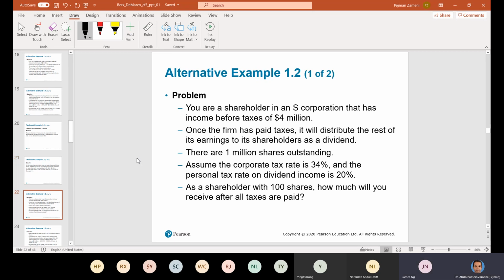Question. You are a shareholder in an S corporation that has income before taxes of $4 million. Once the firm has paid the taxes, it will distribute the rest of its earnings to its shareholders as a dividend. There are 1 million shares outstanding. Assume the corporate tax rate is 34% and the personal tax rate on dividend income is 20%. As a shareholder with 100 shares, how much will you receive after all taxes are paid? You have 2 minutes to do it.